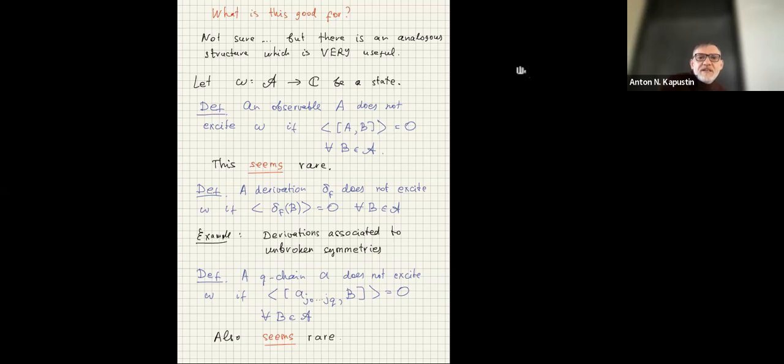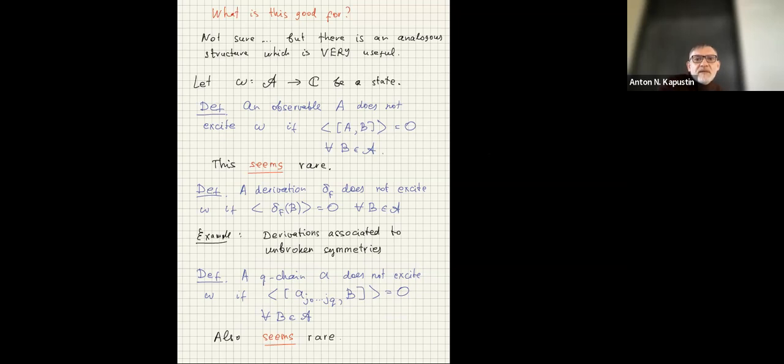Okay, then here's a key notion. You say an observable does not excite the state if the average of the commutator with any other observable is 0. Like in a finite dimensional case, if your algebra was a finite dimensional matrix algebra, and the state was just a vector state in this algebra, it's the same as saying that the vector representing the state is actually an eigenvector of this observable A. But the nice thing about this is I don't have to think about Hilbert space. It's just purely in terms of this C-star algebra.